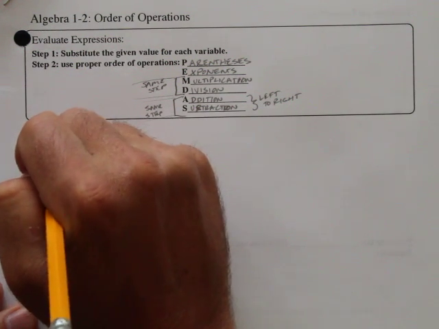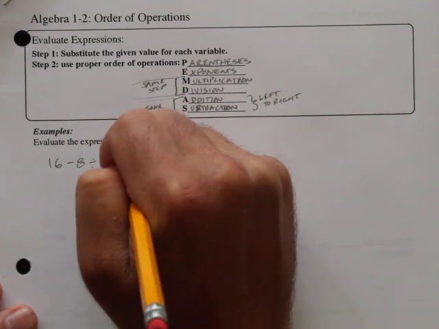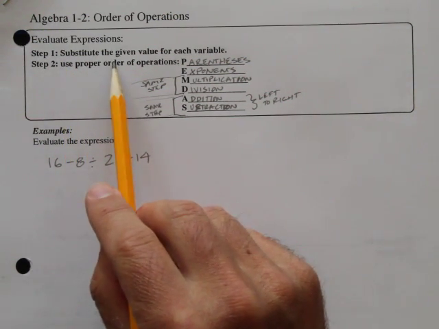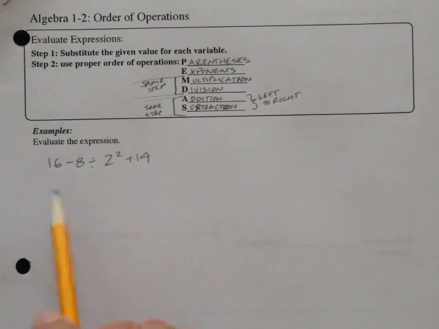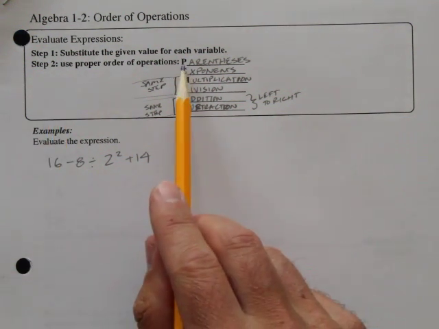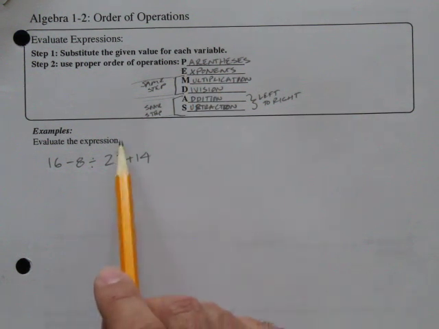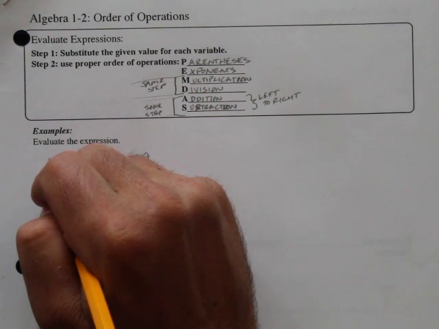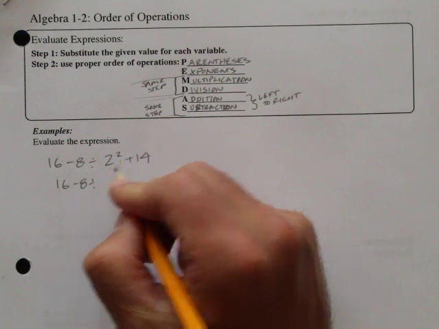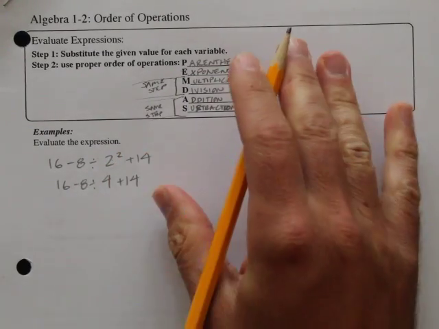So first, I've got 16 minus 8 divided by 2 squared plus 14. Okay, so step 1 here says substitute the given value for each variable. I don't have any variables here. I just have numbers. So I'm going to go straight to step 2, and I'm going to look for parentheses. I don't have any parentheses here. Okay, exponents. I do have exponents right here. So I'm going to do that first. 16 minus 8 divided by 2 times 2, so 2 squared, 2 times 2 is 4, plus 14. All right, exponents are done.